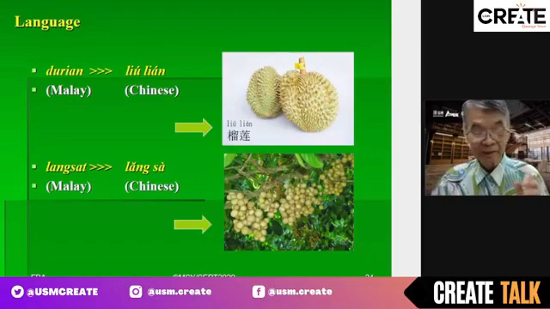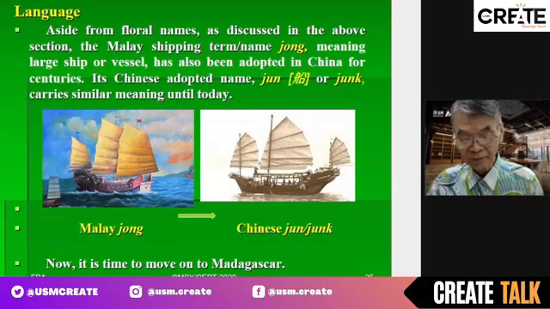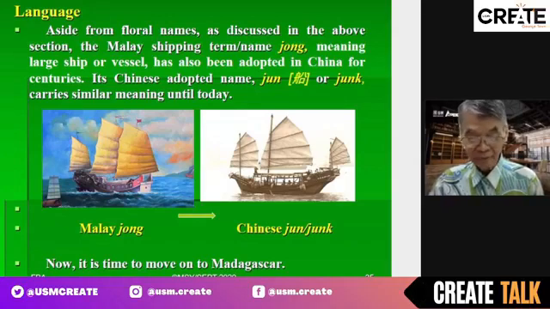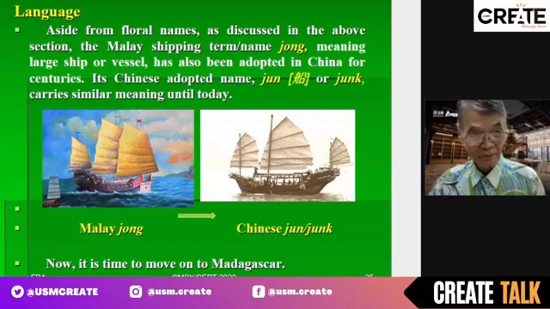Aside from plural names, as discussed in the above section, the Malay shipping term or name, Jong, meaning large ship or vessels, has also been adopted in China for centuries. Its Chinese adopted name, Chuan, carries similar meanings until today, referring to ships. All right, we have dealt enough with the contributions of Malay wisdom in China in the three aspects.